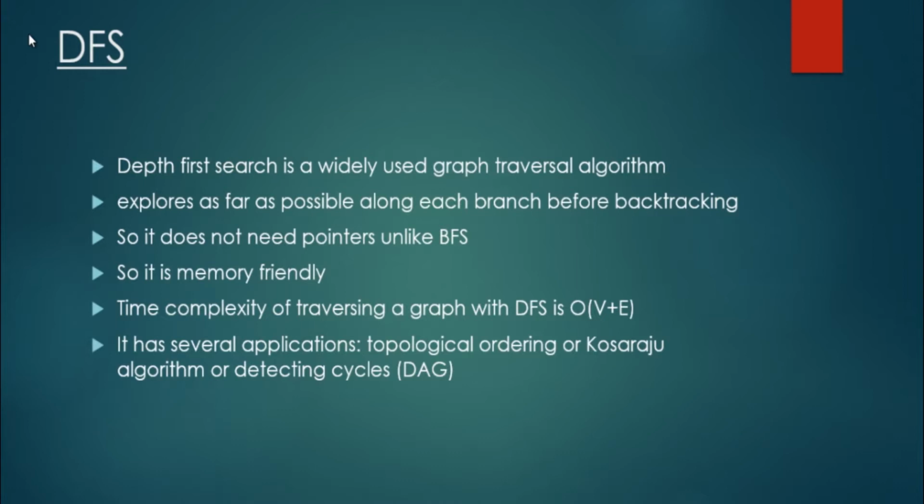So it doesn't need pointers, unlike breadth-first search, and this is the main advantage of DFS over BFS. So it is very memory friendly, and the time complexity of traversing a graph with DFS is the same as for BFS. So it has a time complexity O(V + E), where V denotes the number of vertices and E denotes the number of edges in our graph.